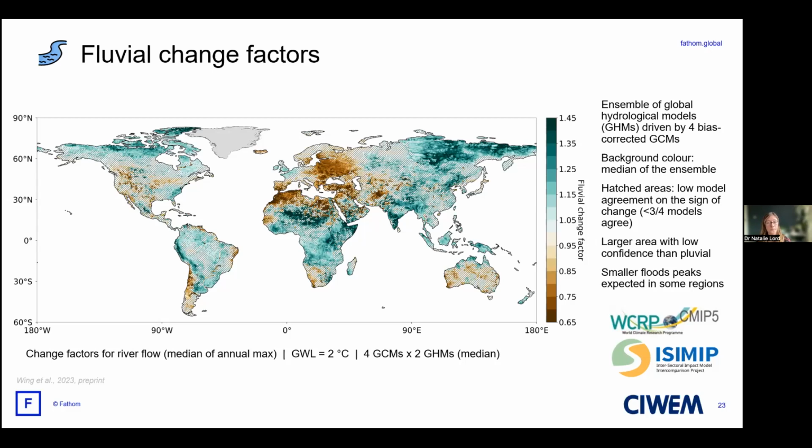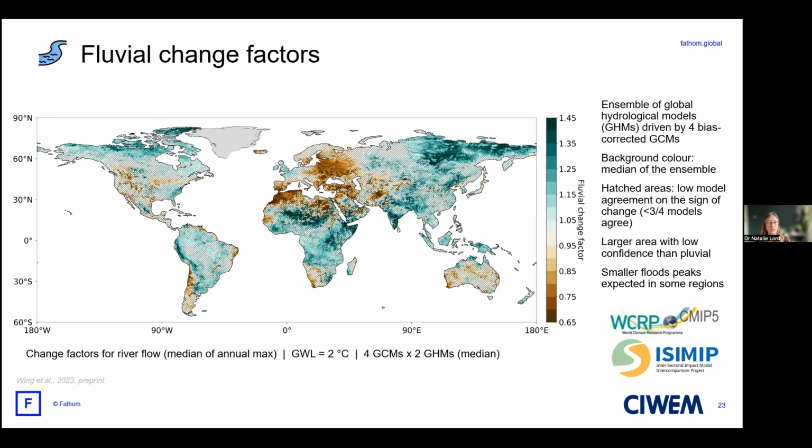snowpack. You can also see from this plot that there are larger areas of hatching, which shows that there's more uncertainty in the projected changes of flow, with lower confidence in the sign of change across the models than we saw for the pluvial change factors.